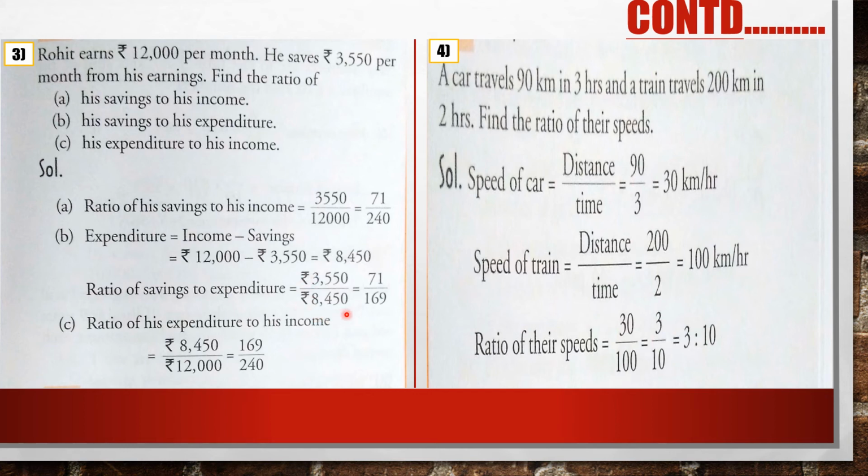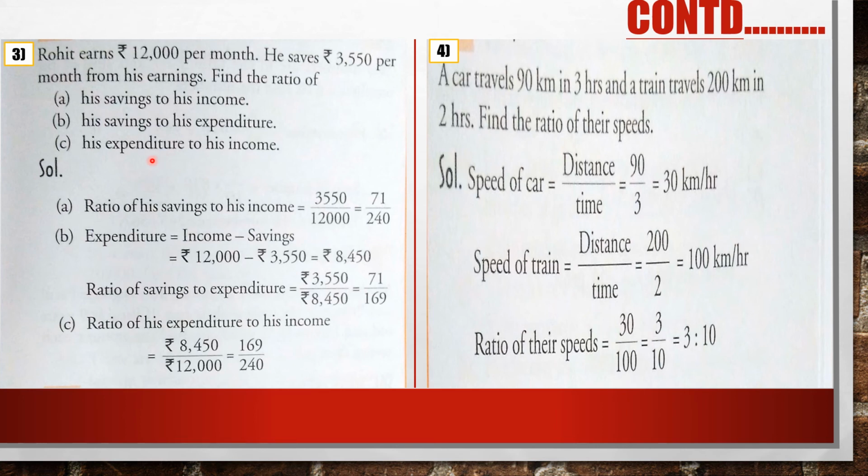Rupees gets cancelled. 0 gets cancelled. Now we have 355 divided by 845. Now find the simplest form of 355 by 845. The HCF of 355 and 845 is 5. So divide 5 to both numerator and denominator. As 355 divided by 5 over 845 divided by 5, we get 71 by 169. Hence the ratio of saving to his expenditure is 71 is to 169.